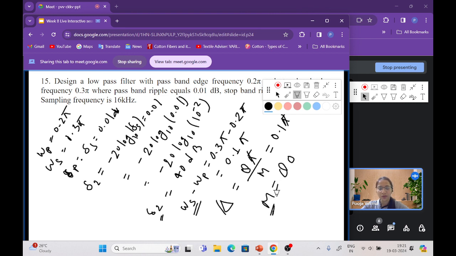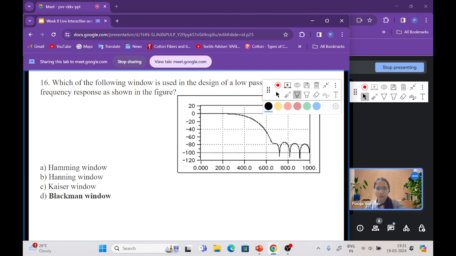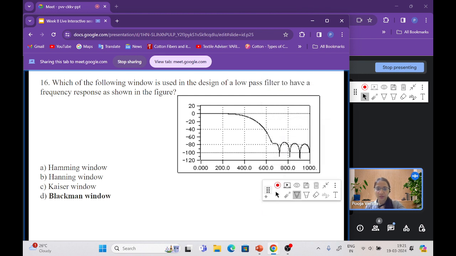What is the order of the filter? In most of the cases, only the order of the filter is asked. You can choose any window. It depends, so you have to write it in the question, whether you are choosing the rectangular window or the Hamming window. Okay, so moving to the next question.